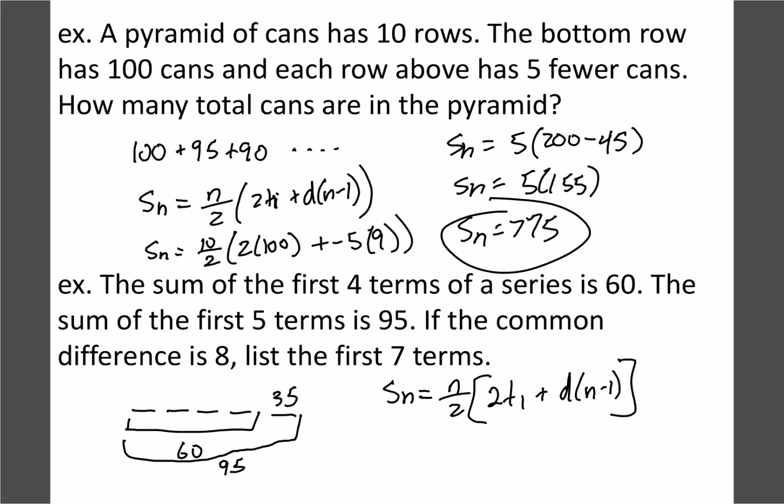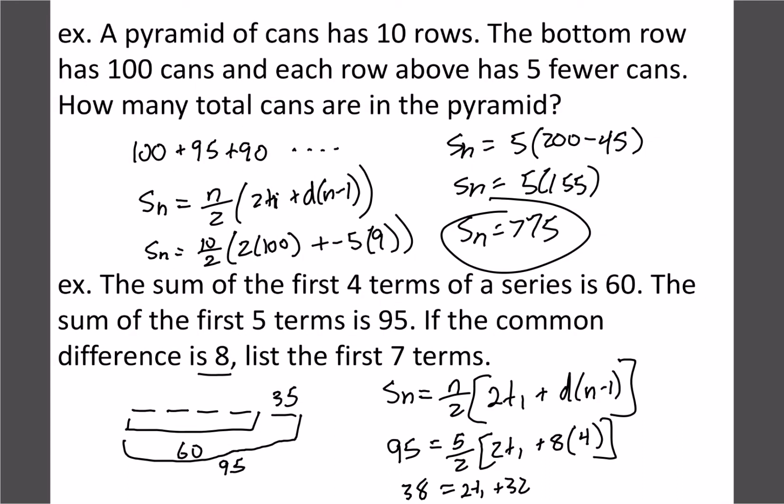And let's see if we plug everything in. So we know our sum of our terms is 95. And we know that's 1, 2, 3, 4, 5, so we know we have 5 terms. We don't know term 1, so let's leave that. And we know our difference is 8. They tell us that in the question. And we have 5 terms, so 5 minus 1 would be 4. So we can simplify this. We'd have 95 divided by 2.5 gives us 38 equals 2t1 plus 32.